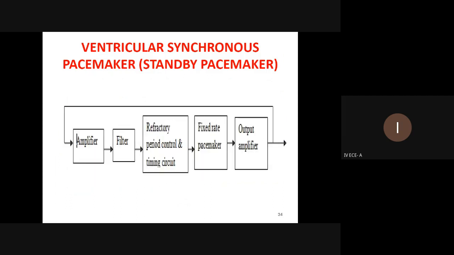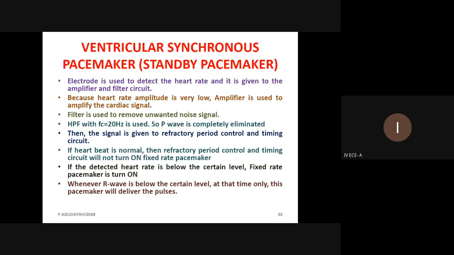This is the general block diagram of the ventricular synchronous pacemaker, that is, the standby pacemaker. So: amplifier, filter, timing circuit, fixed rate pacemaker, then output amplifier. Through this output amplifier, the impulse gets generated on the heart. The electrode is used to detect the heart rate, and it is given to the amplifier and the filter circuit. Because the heart signal amplitude is very low, the amplifier is used to amplify the cardiac signal.